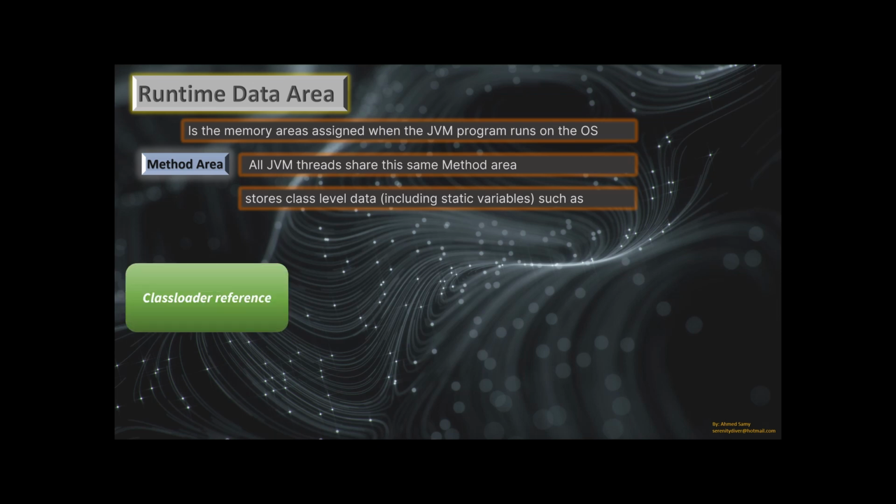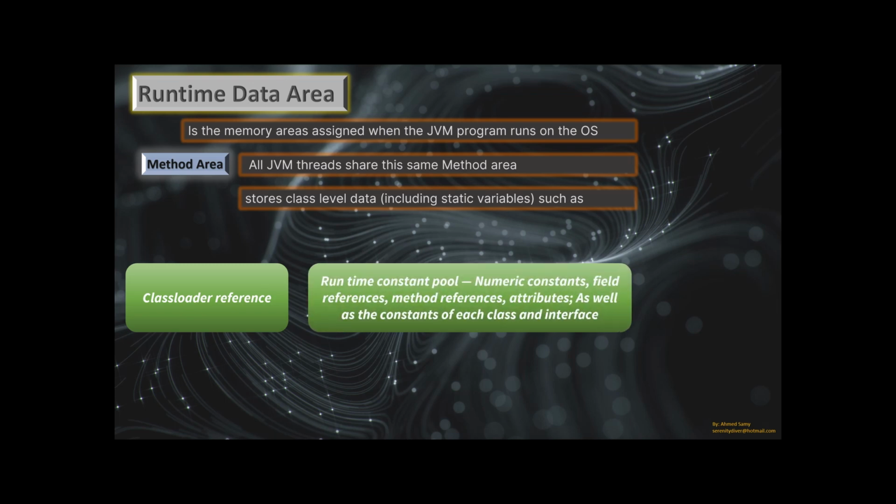For each class, there is a class loader which is going to load it. We spoke about the class loader in the previous episode. So in this method area, we'll have the class level data. Each class will have its own reference to the class loader responsible for loading it. The runtime constant pool: numeric constants, field references, method references, attributes, as well as the constants of each class and interfaces for each class running in this method area.